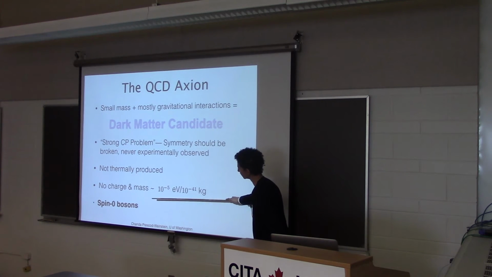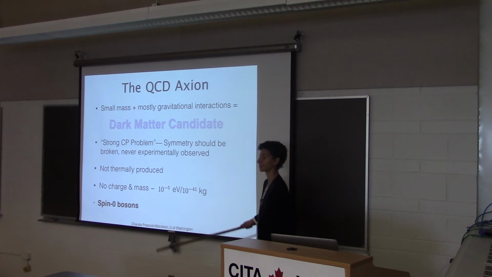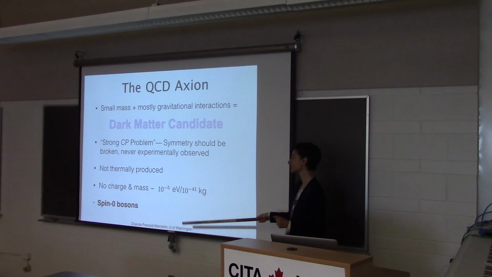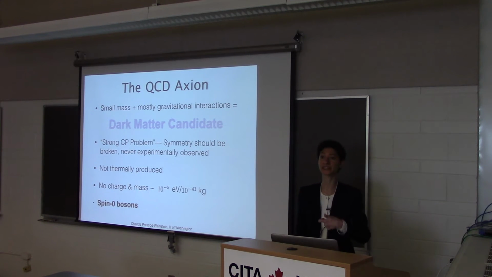The other reason we picked this particular mass is just because it made it easier to compare with the rest of the literature. And also 10 to the minus 5 electron volts is a very nice mass for matching with cold dark matter.